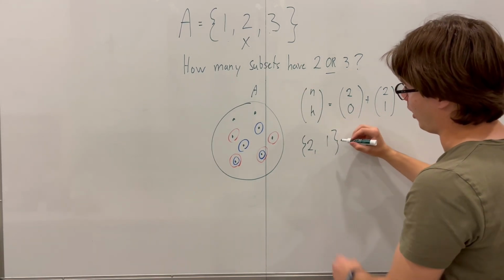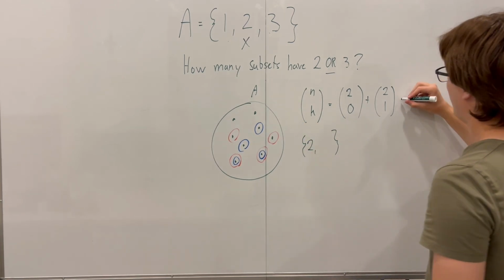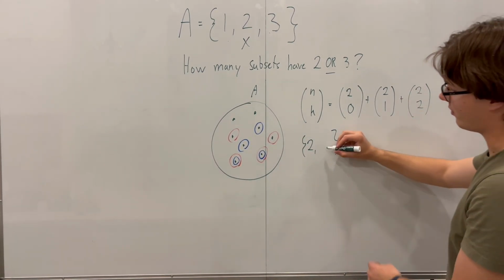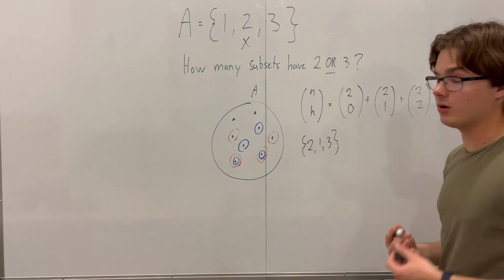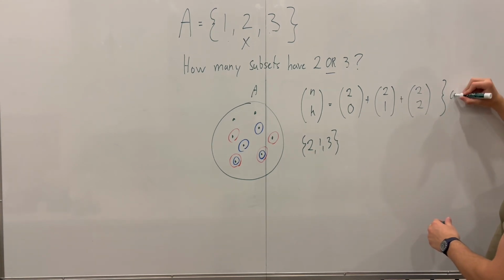We can say this is a 1 or this is going to be a 3, and both of those sets are going to contain 2. Or we can say it's going to be 2 choose 2. It's going to be choosing both of them. It's going to be 2, 1, and 3, right? This is going to be all of the sets containing 2.